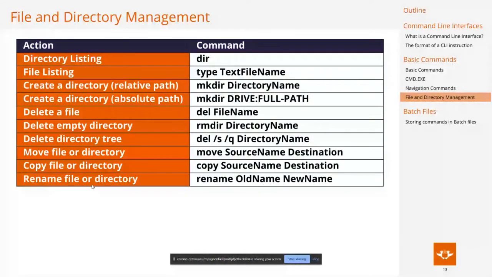Then the last three commands have to do with moving and renaming. So move moves things, copy copies things, rename renames things. Now, like I said before, there are equivalents available on other operating systems. So if you're working on Unix systems, ls for listing lists directories as opposed to using dir. So there are other equivalents on other operating systems.